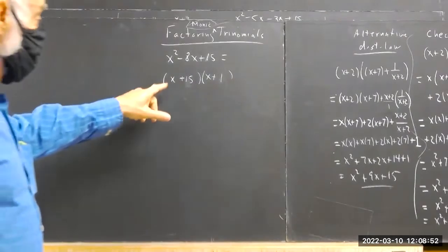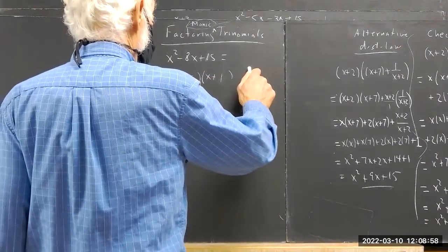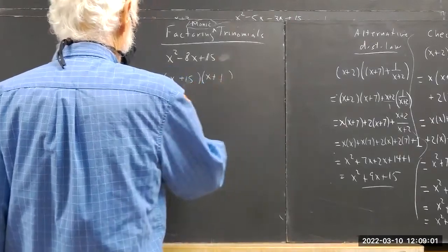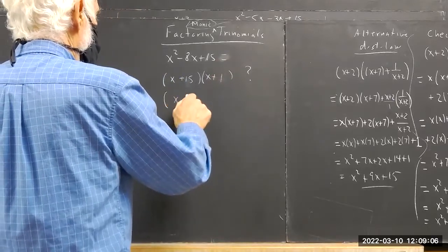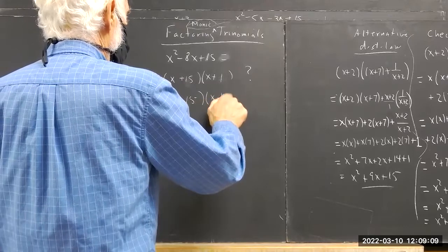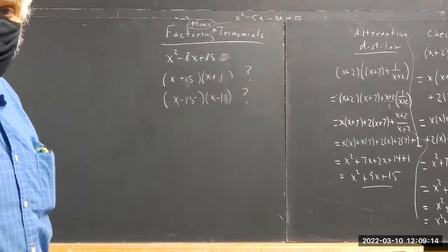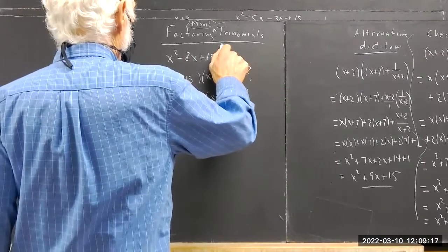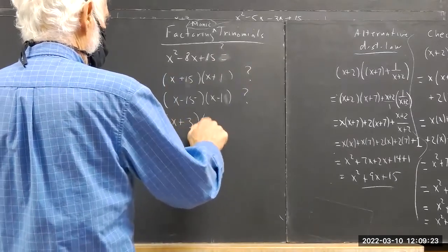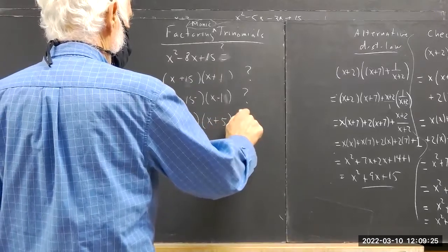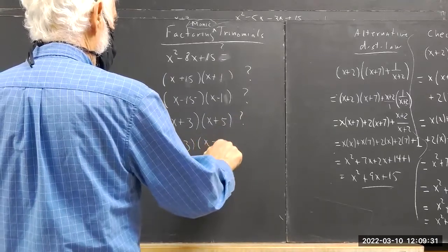Okay. That doesn't mean that when I multiply these out, I get this. But could it equal this? What could it equal, x minus 15 times x minus 1? Could it equal this? Okay. Could it equal x plus 3 times x plus 5? Or could it equal x minus 3 times x minus 5?